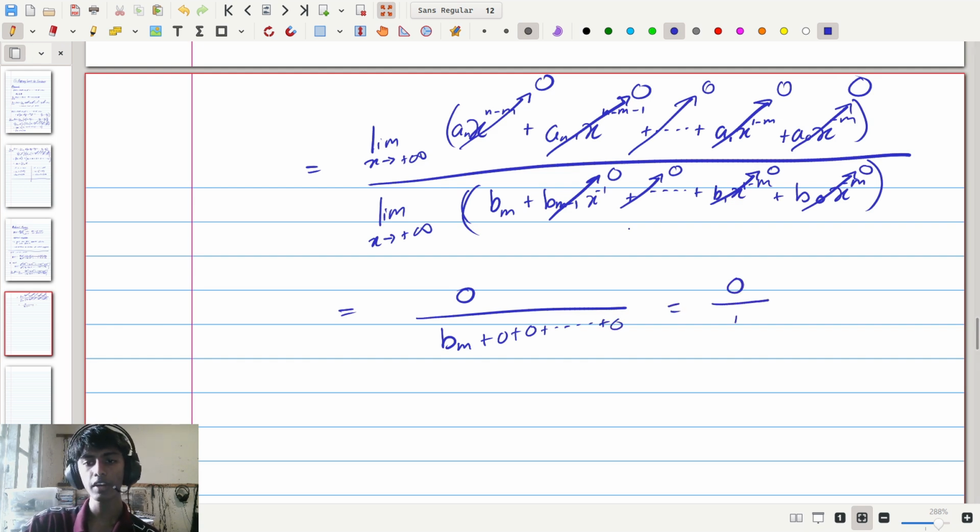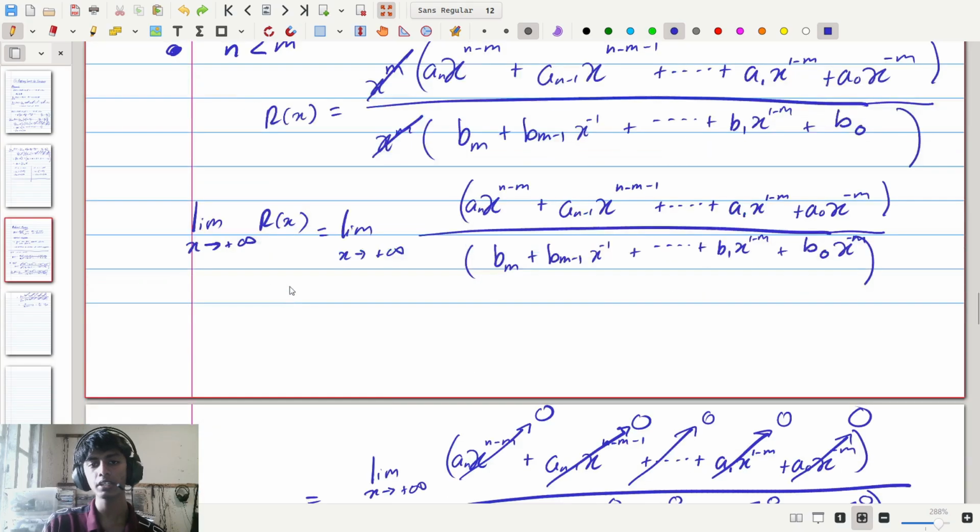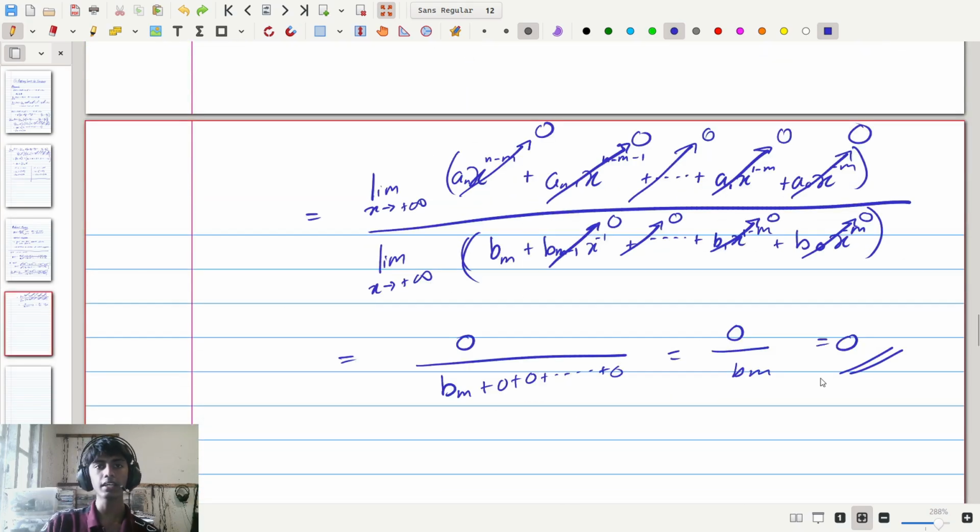So we have 0 divided by b sub m. If b sub m is the leading term, then that means that b sub m cannot be 0. So therefore we have 0 divided by a non-zero value, which means we have just 0 here. So therefore the limit as x approaches positive infinity of a rational function where the numerator has a lower power than the denominator, or the order of the numerator is lower than the order of the denominator, is going to be equal to 0. Meaning when we make x very big, if the order of the top is lower than the order of the bottom, then we are going to have equal to 0 on the right hand side.